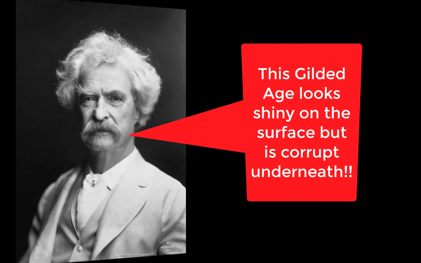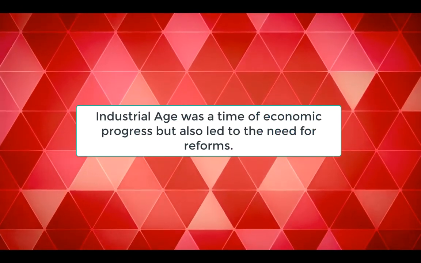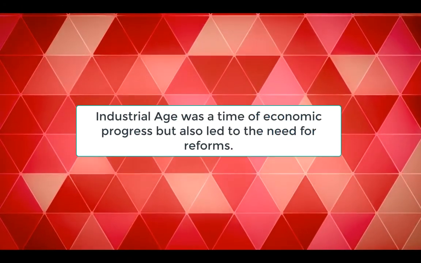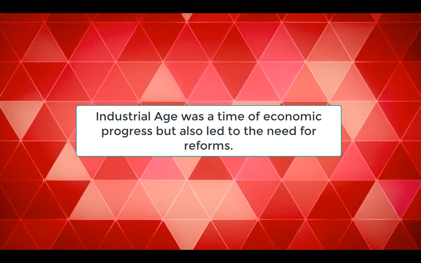This time period looked really good on its outside, but if you look down deep, it was just a corrupt time period. And it eventually is going to lead up to, really importantly, the Progressive Age with all of its reforms. So what's my thesis? Always got to give a good thesis for these presentations. The Industrial Age was about creating a national market economy, and that led into both the progress of a centralized market as well as the need for reforms.